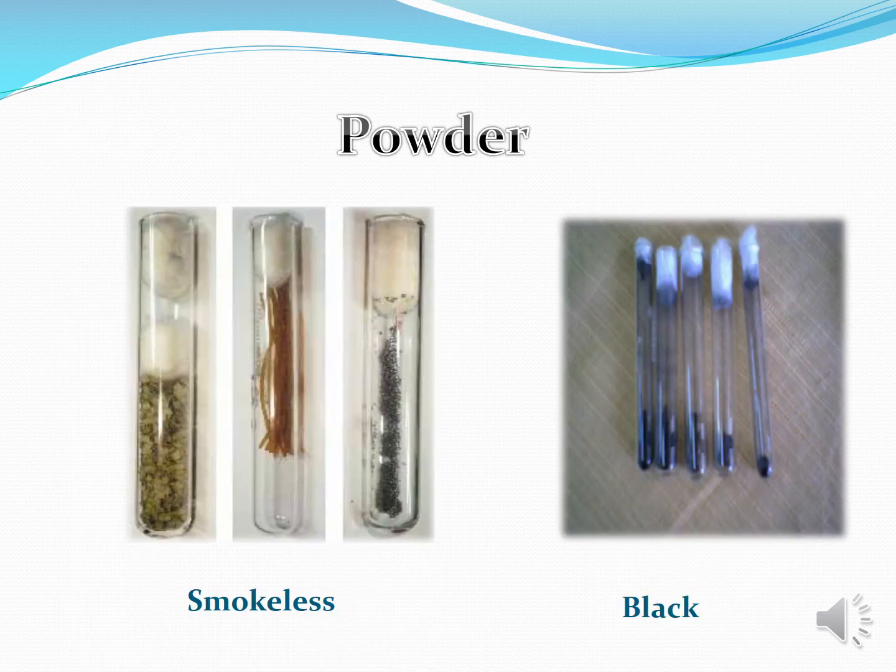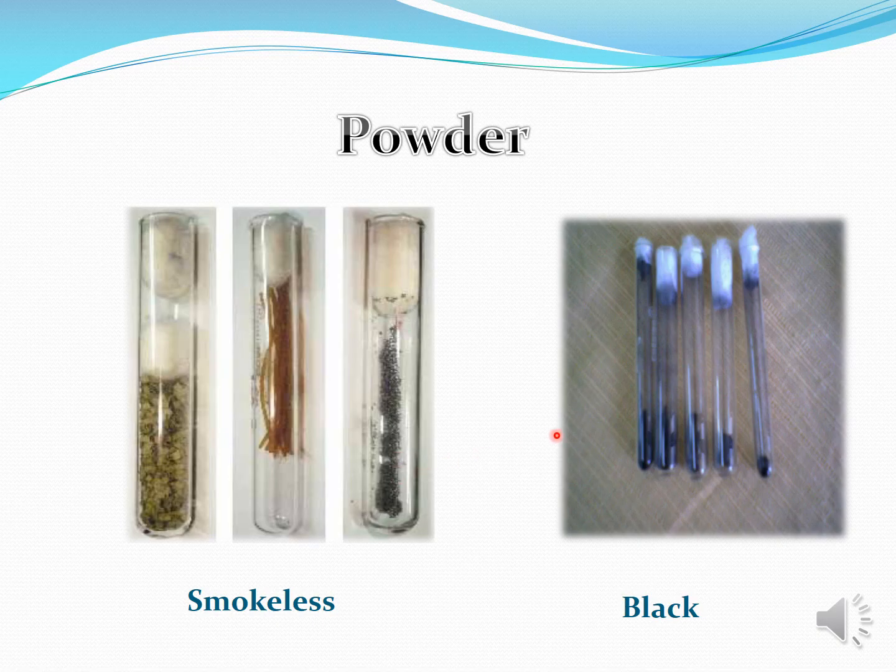The last specimen is powder. What is the type of powder? You know, there are 2 types of powder: smokeless powder and black powder. The color of the black powder is black. But the smokeless powder has a different color and shape: scales like this, rods or cordite like this, or balls like this.